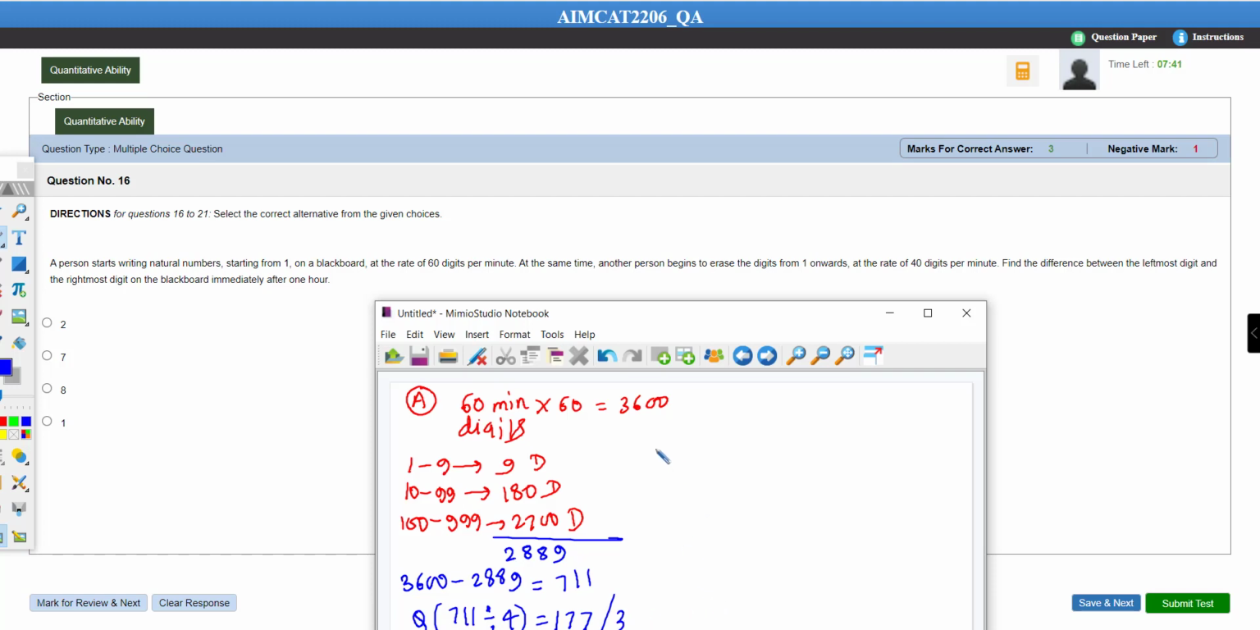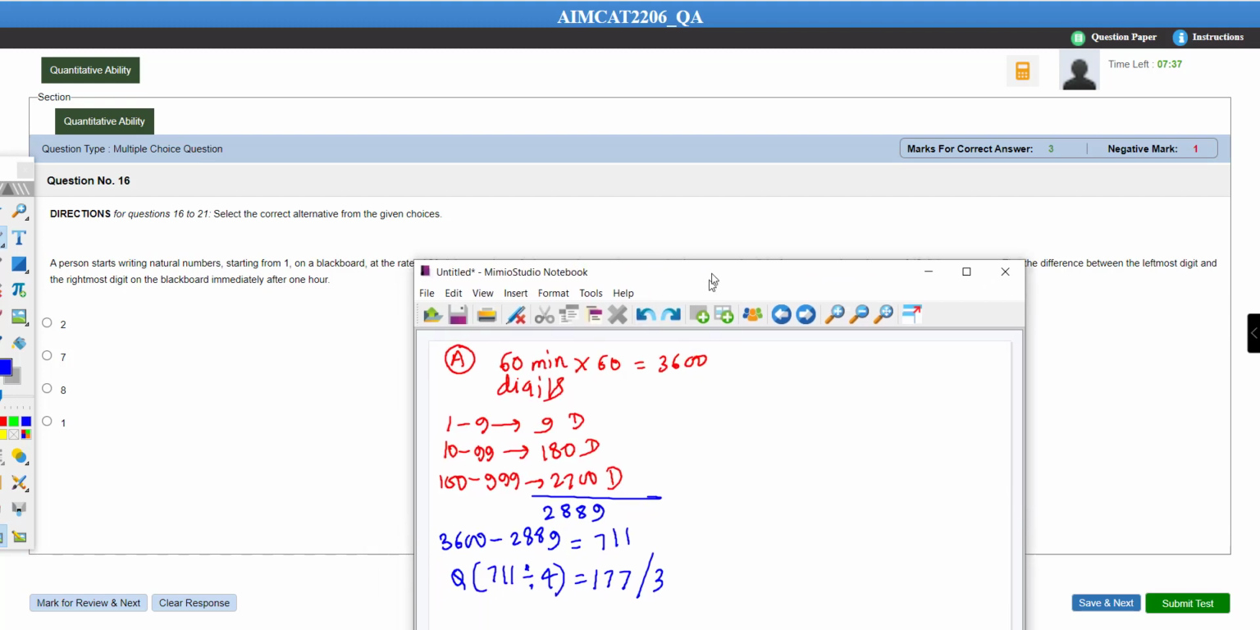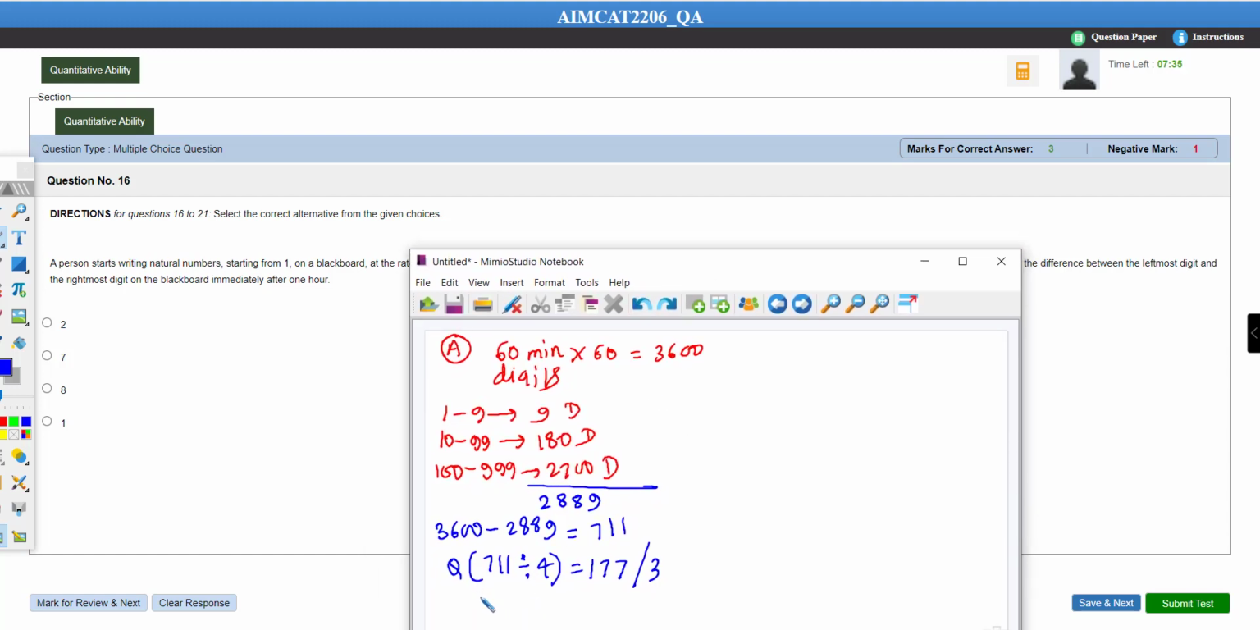The remainder is 3, which means the last number is going to be which one? Let's have a look. Starting from 1000, the 177th number is going to be 1176, and after that 3 digits means 1177. We don't want that last 7.